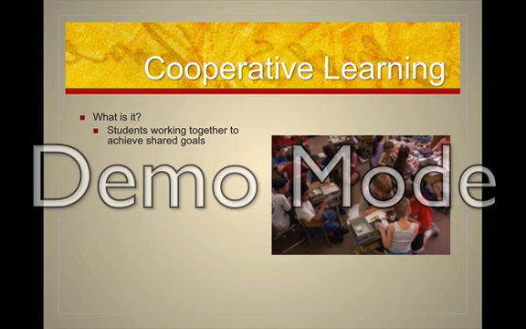Social skills, interpersonal and small group skills. These skills must be taught. So you shouldn't assume students know how to work together in cooperative groups. They need to be trained to do this. And group processing. Group members discuss how well they are achieving their goals and maintaining effective relationships.